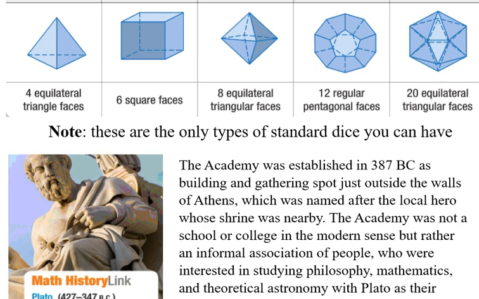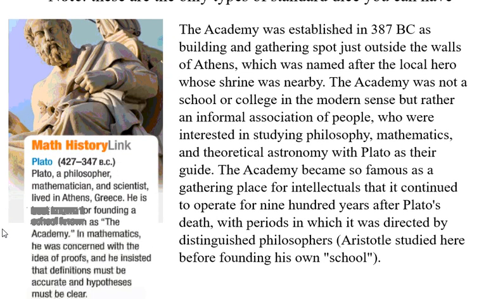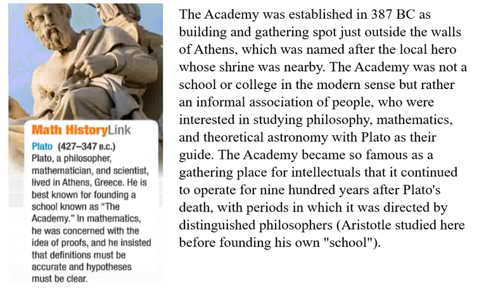A little side history about Plato and the school that he developed. The school in Athens, Greece that he developed was called the Academy. It was established in 387 BC. It was the building and gathering spot just outside the walls of Athens in Greece. It was named after the local hero whose shrine was nearby.